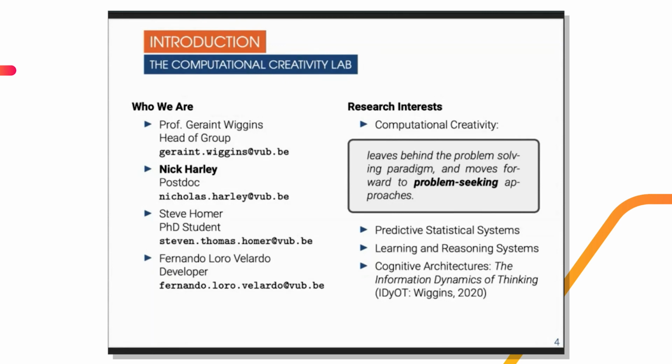So specifically, we're interested in predictive, statistical, unsupervised learning models and the role that they can play in cognitive architectures. So one such cognitive architecture is called IDyOT. It's the Information Dynamics of Thinking, and this is a system of Professor Wiggins. And I'm not going to talk about that today, but I think it's worth mentioning just because it quite well encapsulates many of the things that we're interested in the CC lab. So it's worth looking into if you're interested in this kind of work.